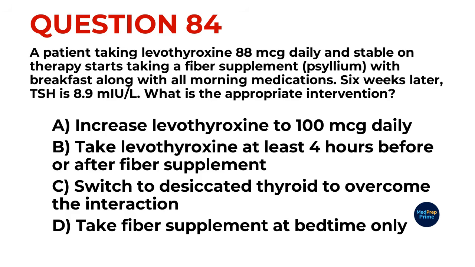Option A, increase levothyroxine to 100 micrograms daily. Option B, take levothyroxine at least 4 hours before or after fiber supplement. Option C, switch to desiccated thyroid to overcome the interaction. Option D, take fiber supplement at bedtime only.